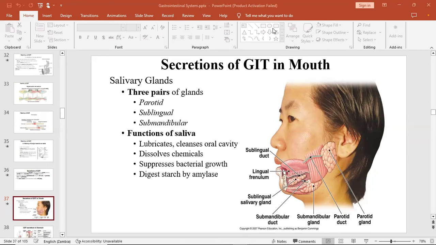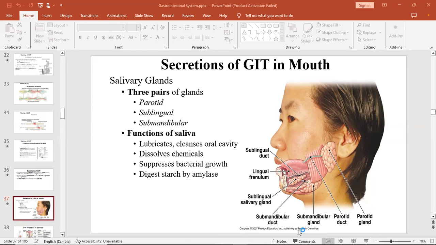As you can see right now, these are the three major salivary glands on the screen. We have the parotid, the submandibular, and the sublingual gland. These three have a major function, which is to produce secretions that facilitate the process of either physical or chemical digestion.